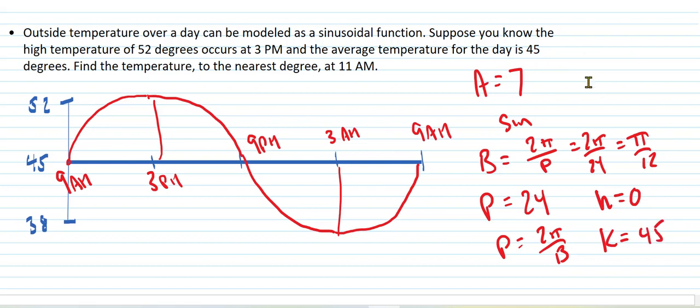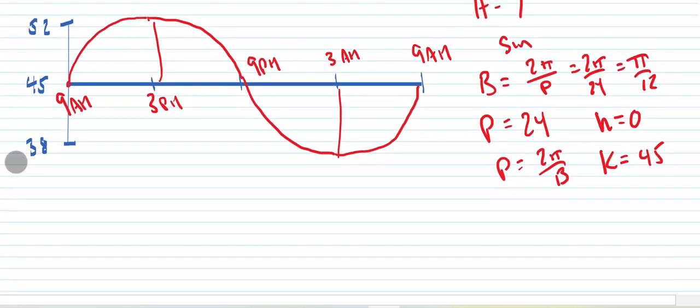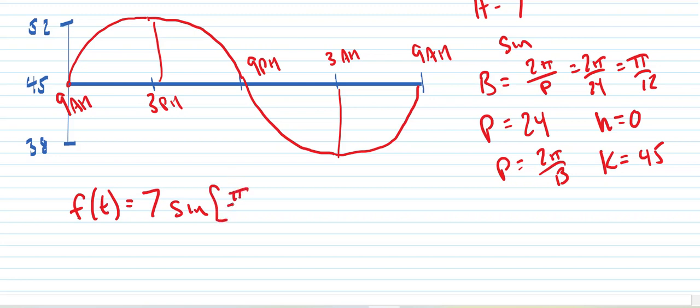So from that, we can put together our equation. The equation is going to be, let's call it f of t, is going to be 7 times the sine of my b value, which is pi over 12, times t, no h value, and then k is 45. So that would be the first 2 steps. Draw a graph, come up with your equation, and now let's use the equation to solve this problem.